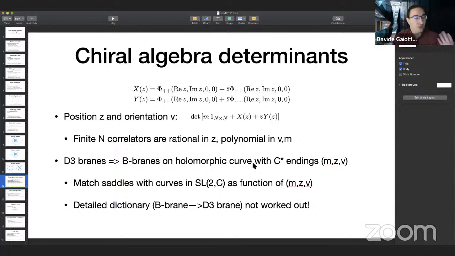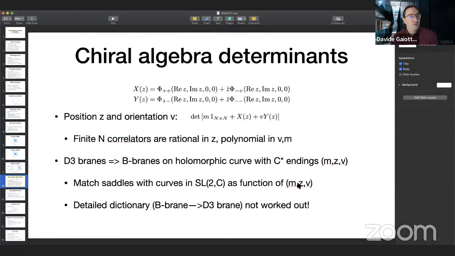And as I say, what I want to do is to really try to match saddles between the quantum field theory and the B model. So I want to find the saddles in the quantum field theory, and I want to match them with holomorphic curves in SL(2,C). And I want the match to be exact, at least at linear order in N, as a function of these parameters N, Z, and V for each determinant.